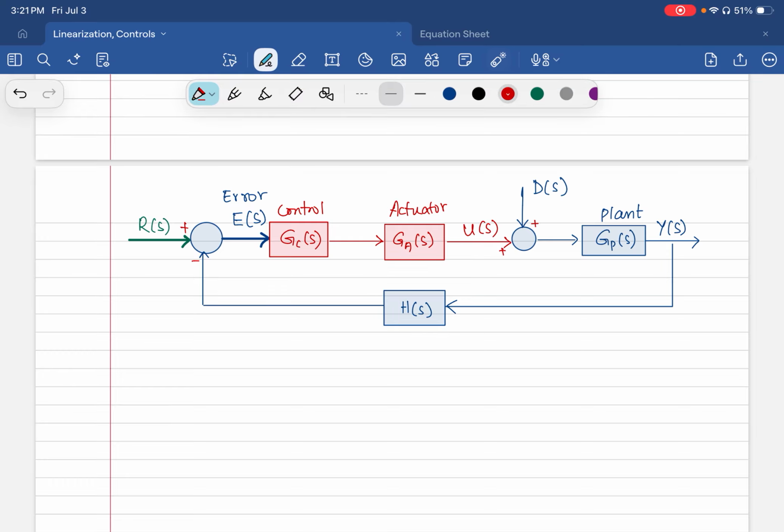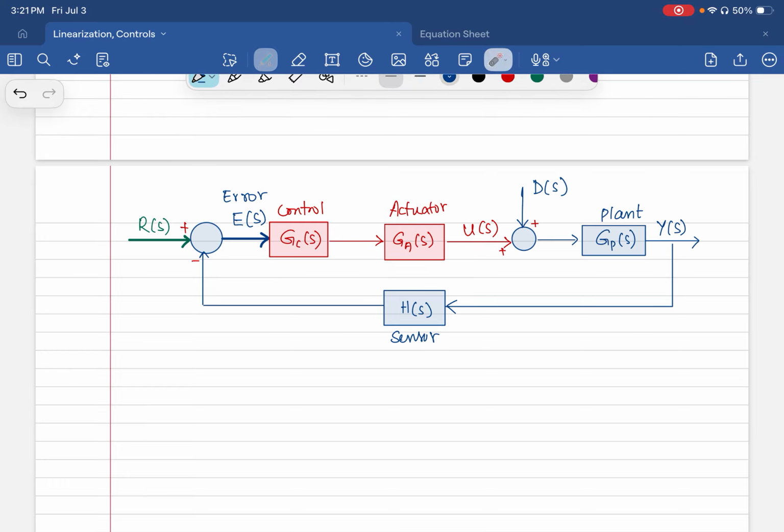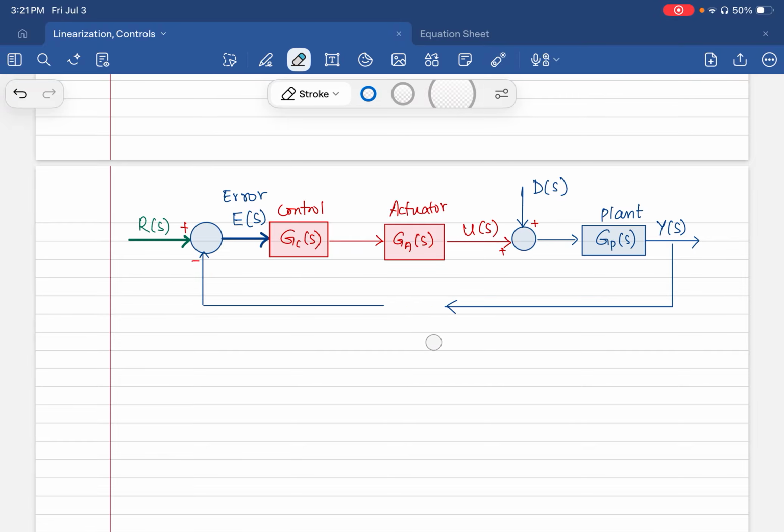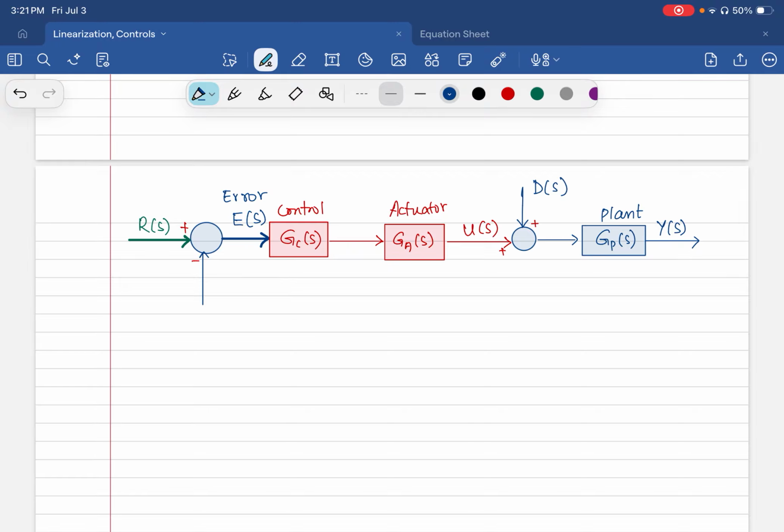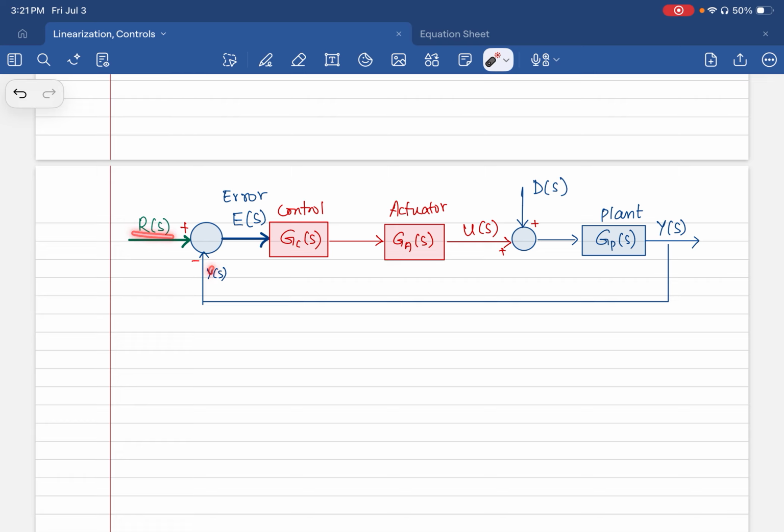A sensor here is some measuring device that takes the input as Y of s, and the output would be H of s times Y of s. In this class, we're not really going to look into sensor dynamics as much. And so we can generally consider that this Y of s comes in as Y of s itself, and the error is R of s minus Y of s. Finally, the controller is the device that generates the control input that is sent to the actuator.